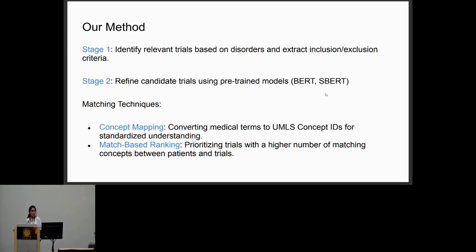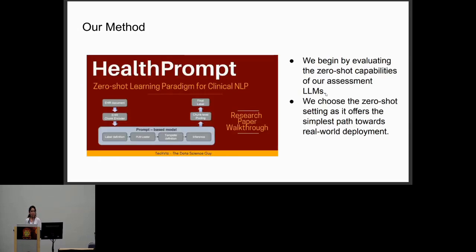And then we use match-based ranking, which prioritizes the trials with a higher number of matches between the concepts of the patients and the trials. So we first start by evaluating the zero-shot setting of the large language model, and the reason for choosing this zero-shot setting is because it is easy and doesn't need a huge volume of labeled data.